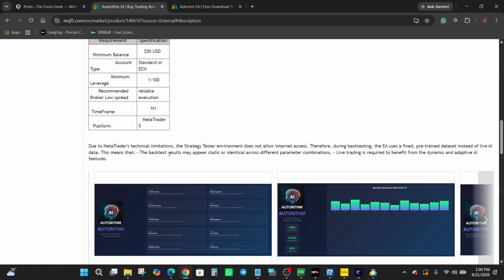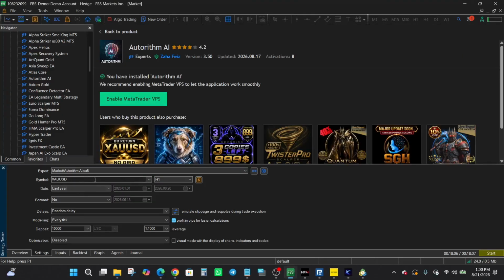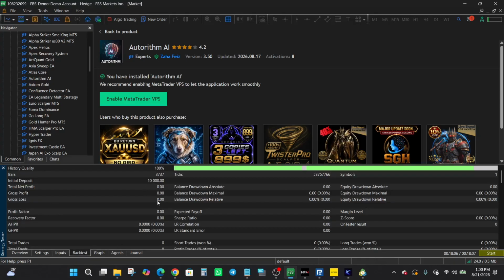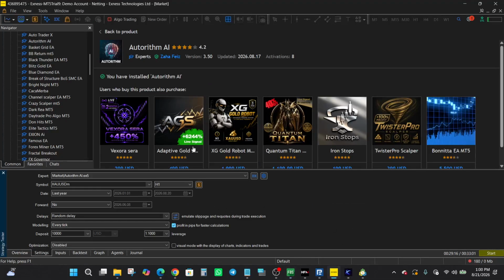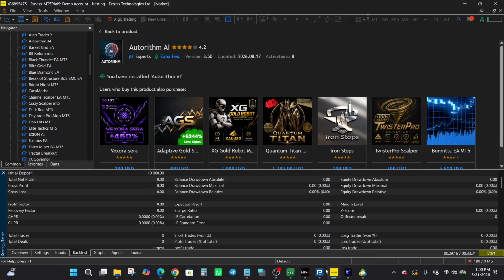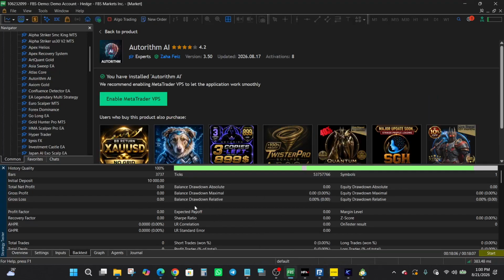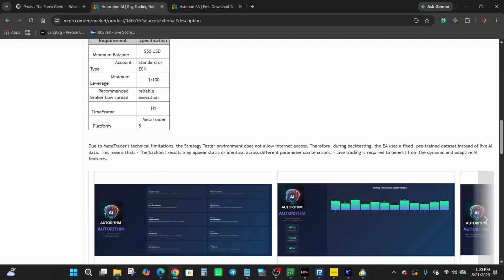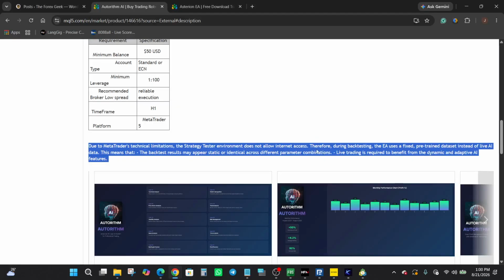And to confirm what the developer said here, I actually tried backtesting this EA and I didn't get any results. You can see this is the EA Autorithm AI backtest, no results. You can see 0 trades taken, 0 net profit. I even tried 2 different brokers. You can see Autorithm AI backtest results, 0 total net profit, 0 trades taken. So I tried 2 different brokers and I got the same results, no trades taken. So that is to confirm what the developer mentioned here.